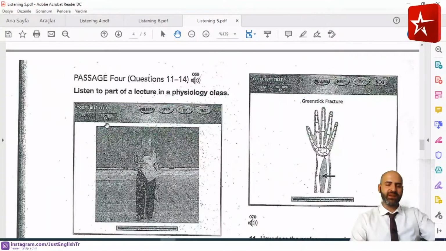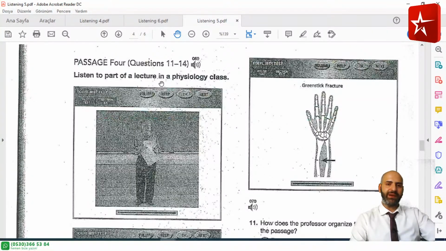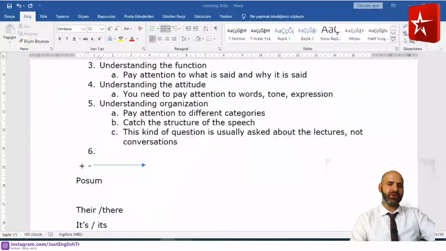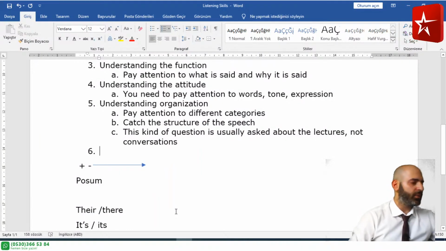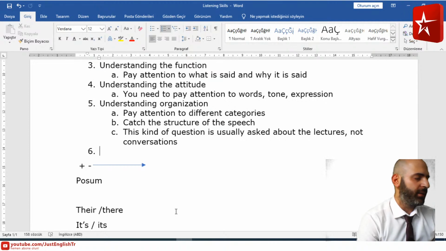I think this one is interesting. Passage 4 we will listen to. It's about a lecture in psychology class. I can't show the questions, so let me hide them. And we are going to listen to one file. Get ready to take notes. Passage 4. Page 196. Questions 11 through 14.